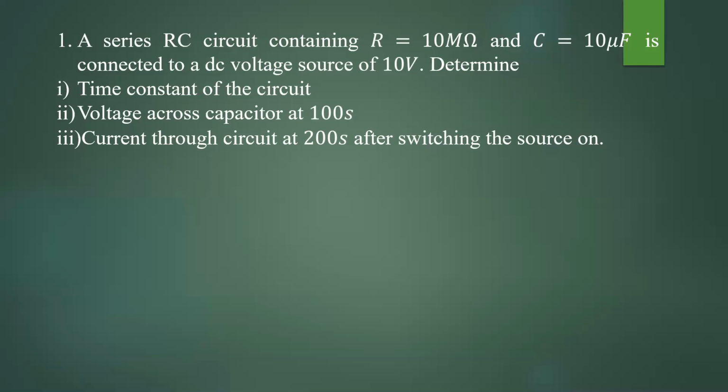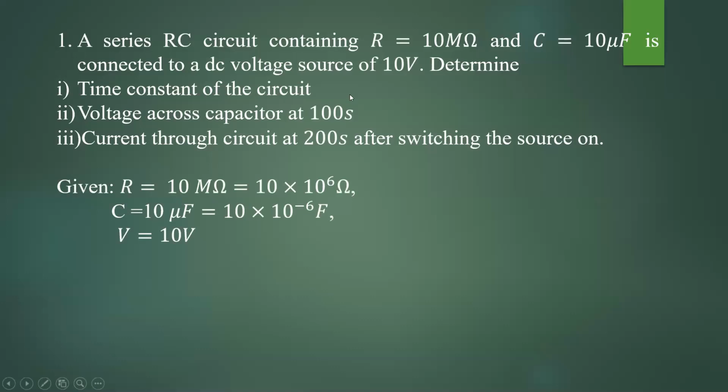So consider this problem, which is a series RC circuit containing resistance equal to 10 mega ohm and capacitor is 10 microfarad, that is the magnitude of capacitance, and that series combination is connected to a DC voltage source of 10 volt. A 10 volt battery is connected. So first you write the given quantities. Okay, what are the given quantities here?